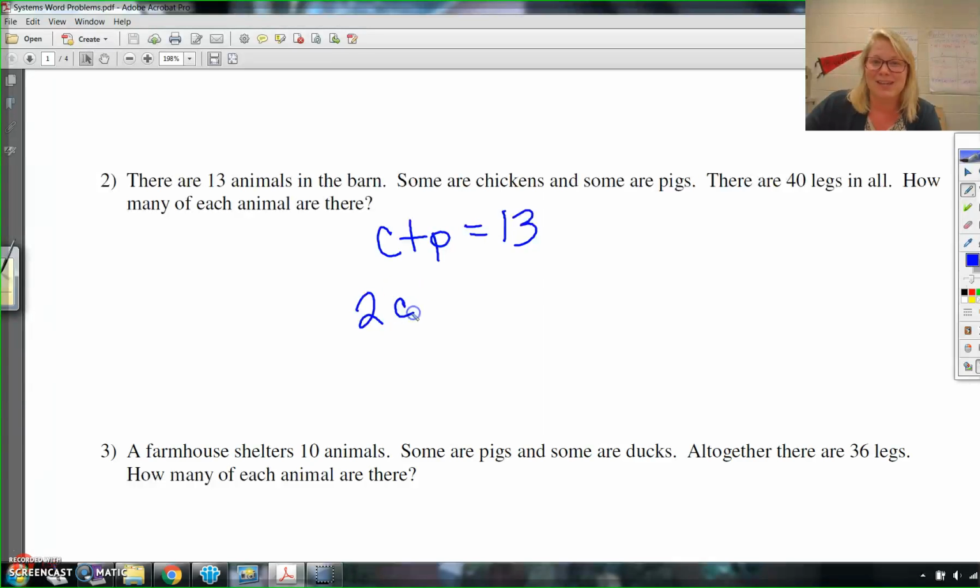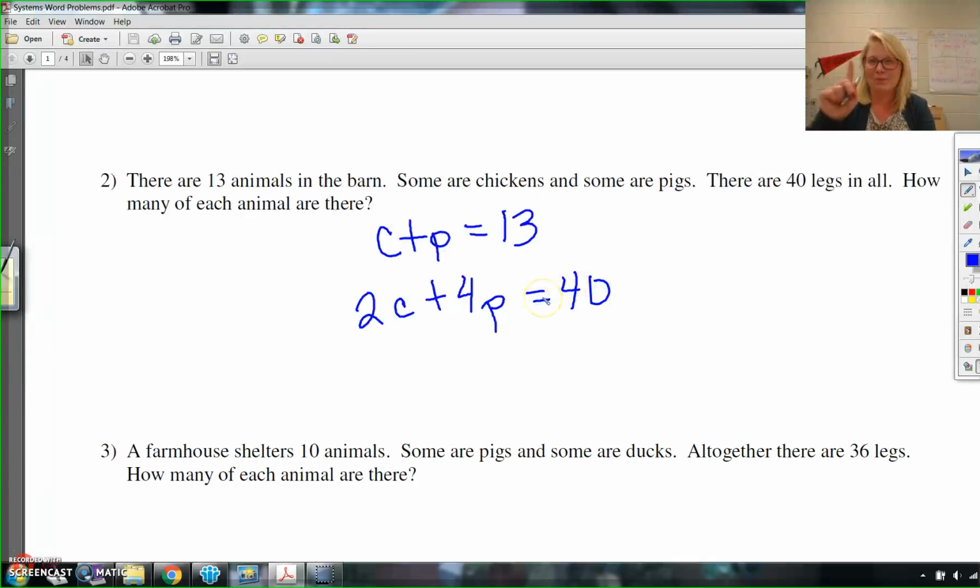So 2C for 2 legs per chicken plus how many legs does a pig have? 4. So 4P, since there's 4 legs per pig, and how many legs were in all? 40. I'm sorry for Miss Hood distracting you.